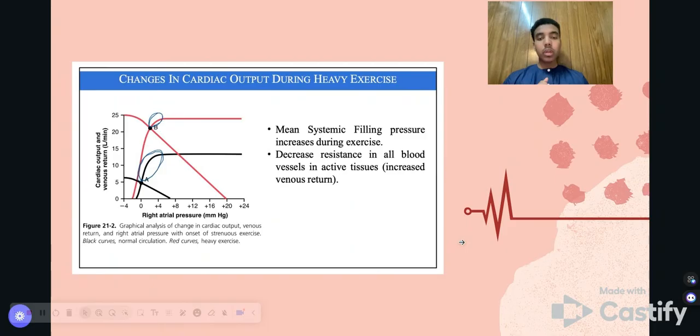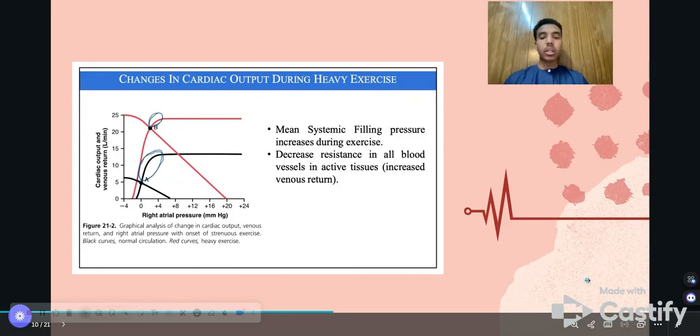Changes in cardiac output during heavy exercise. As you can see here, B is exercising, A is at rest. The mean systemic filling pressure increases, as we said before, and you're going to have a decrease in resistance and increased venous return. However, if you can see the circle lined in A and B, this circle represents cardiac reserve. The one at rest, A, has more cardiac reserve, while B has less cardiac reserve. So the more you exercise, the less cardiac reserve you're going to have. This is important for the next lecture, but I'm not going to be explaining that lecture.